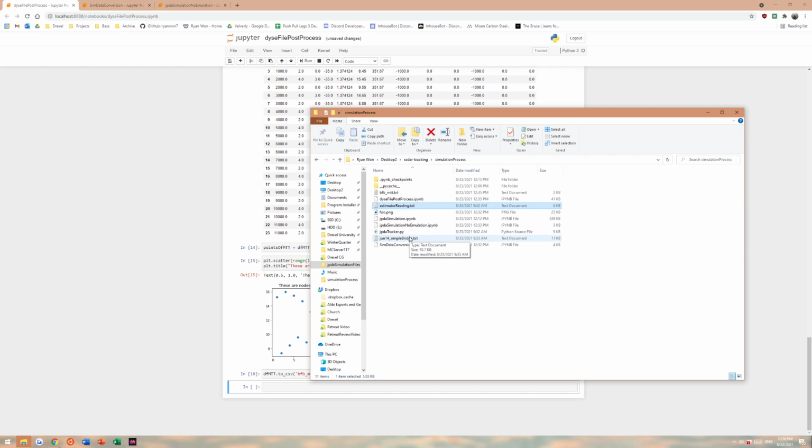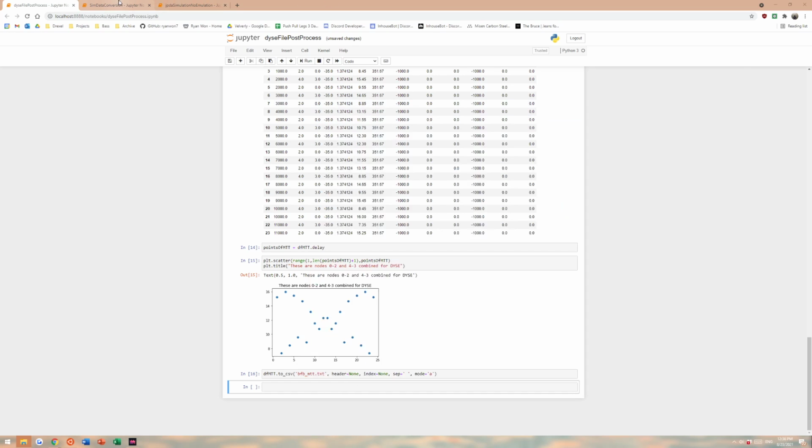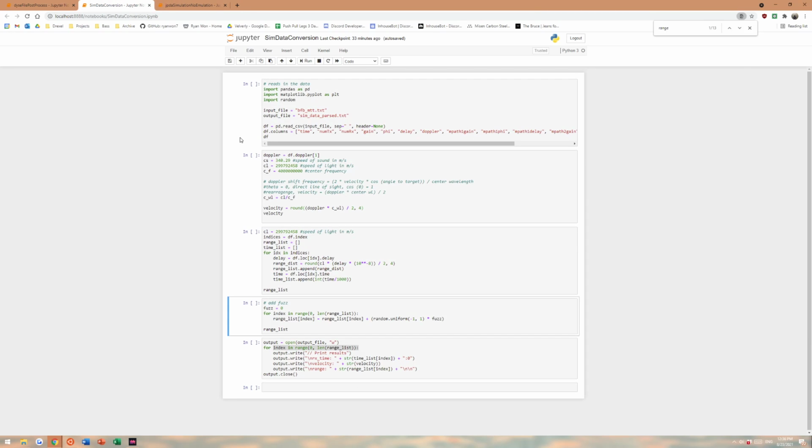However, since we're doing this purely in simulation and we're not doing any hardware channel emulation, we have to figure out a way to not only convert the layout of our data, but also to get the velocity and range, because that's not something that was calculated during the simulation. In reality, that's something that would be calculated through the radio in the hardware emulation. To do that, we wrote this Python script.